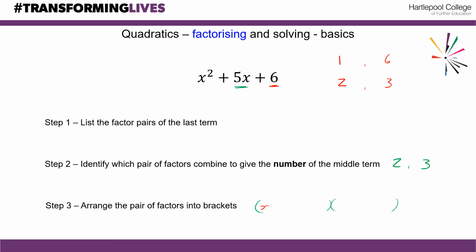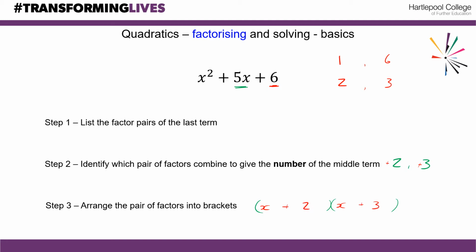I always want an x in the front of each, and then I'm going to just put the terms in. So if we think up here we had a +2 and a +3, so in the brackets I need to put +2 and a +3.